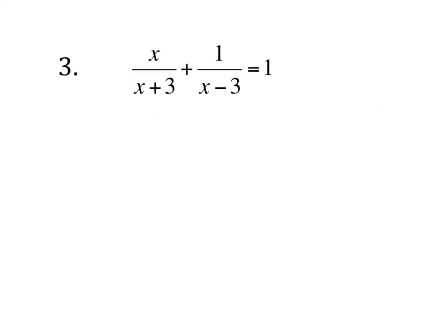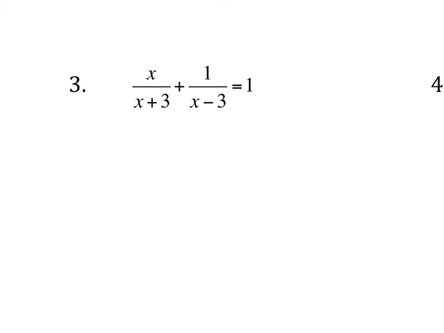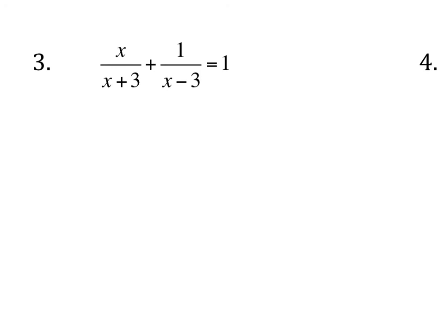All right, number 3 is a little tricky. We have x over x plus 3 plus 1 over x minus 3 equals 1. Now, are x plus 3 and x minus 3 the same factors or no? And also, can we do any factoring here? No factoring. We can't do any factoring. So we need to find a least common denominator. Now, what is the least common denominator here? Is it just x plus 3 or x minus 3? These are actually different factors. Even though they look very similar, they are different factors. We have to multiply by both. That is, the least common denominator is x plus 3 times x minus 3.